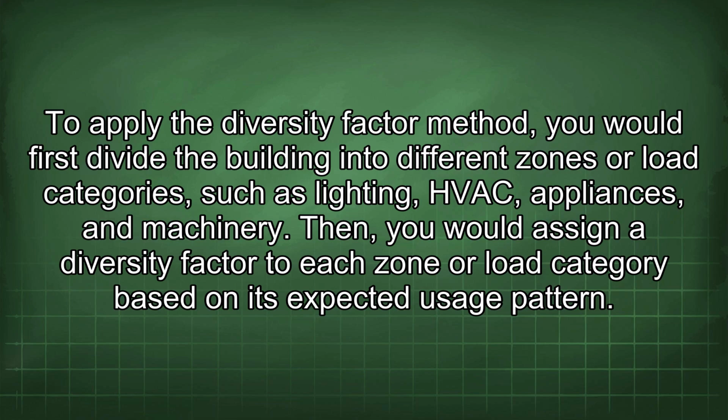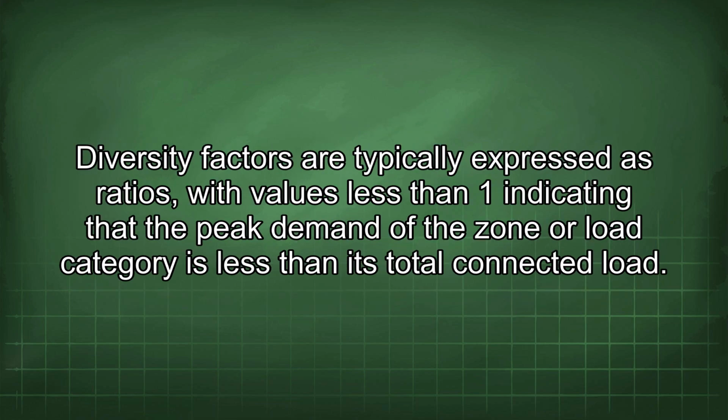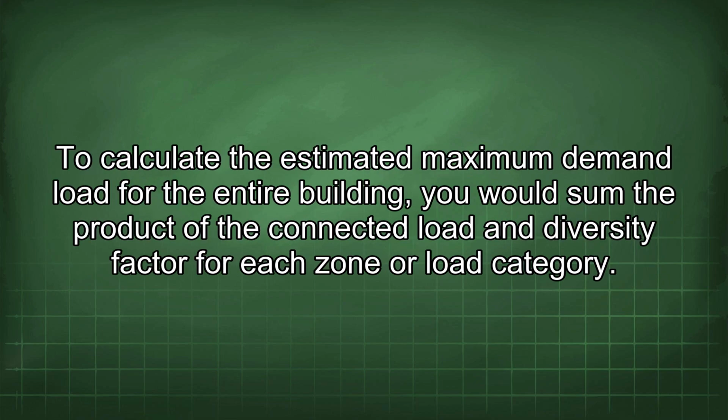To apply the diversity factor method, you would first divide the building into different zones or load categories such as lighting, HVAC, appliances, and machinery. Then, you would assign a diversity factor to each zone or load category based on its expected usage pattern. Diversity factors are typically expressed as ratios, with values less than 1 indicating that the peak demand of the zone or load category is less than its total connected load. To calculate the estimated maximum demand load for the entire building, you would sum the product of the connected load and diversity factor for each zone or load category.